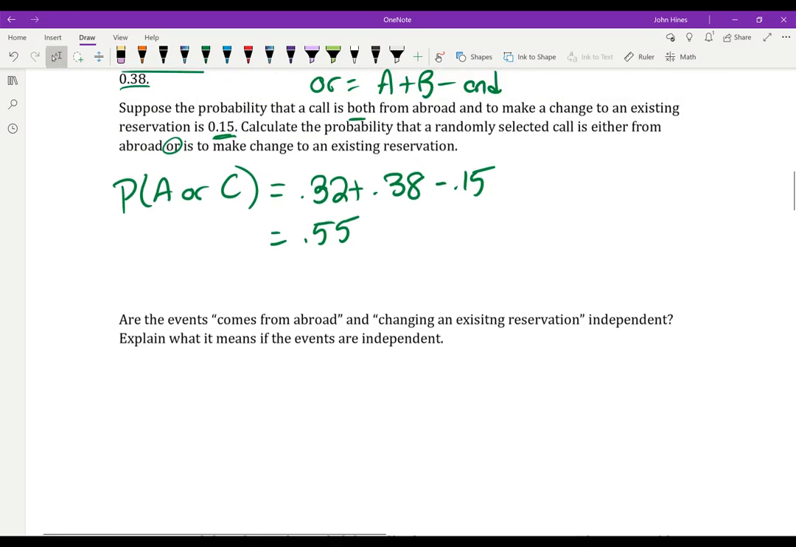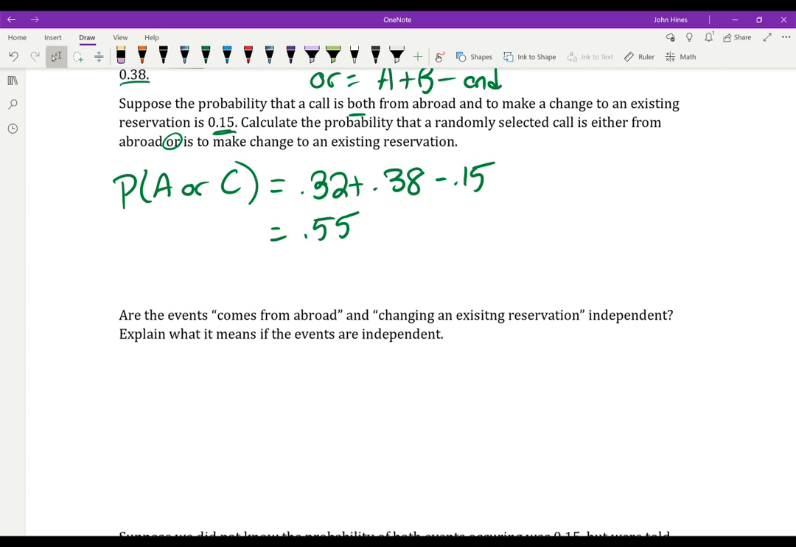Are these events independent? Well, how do I test for independence? I find the product. I do A times C in this case. So 0.32 times 0.38. What does that give me? It gives me 0.1216.